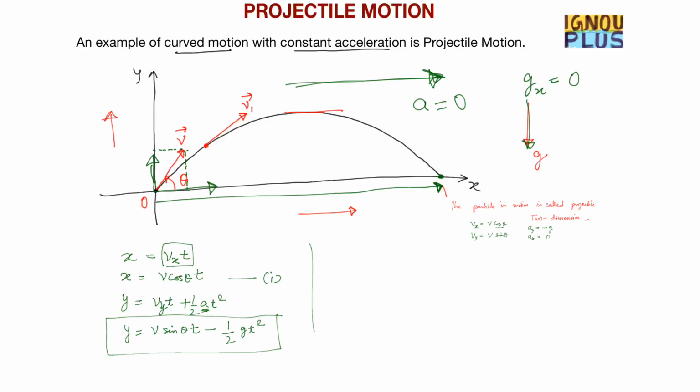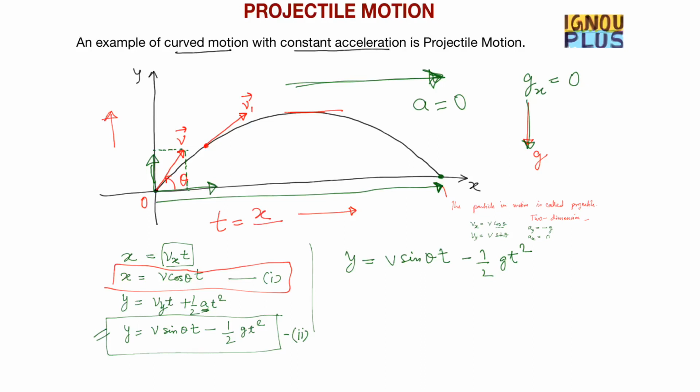And this becomes your second equation. Now if we put the value of t in this equation, which is y is equal to v sin theta t minus half g t square. Because from the first equation, which is x is equal to v cos theta into t, what do we get as the value of t? t is equal to x by v cos theta.